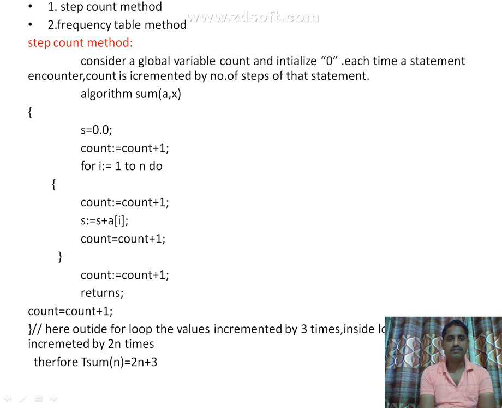Outside of the loop, the count will be incremented 3 times, and inside the loop it will be incremented 2n times because of count = count + 1 plus s = s + a[i]. Since a[i] is dependent upon n, that is 2 into n. Therefore, t_Sum(n) = 2n + 3. This is the step count method. Here you can assign the number of steps used for each particular statement.